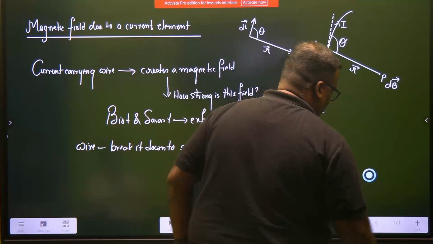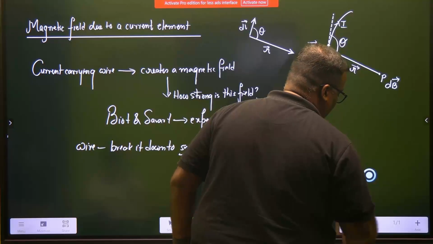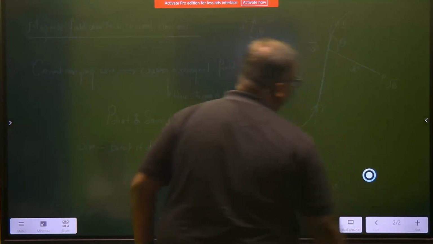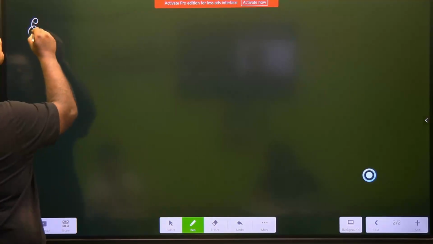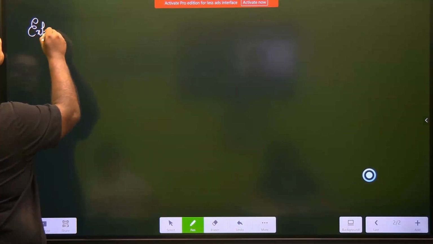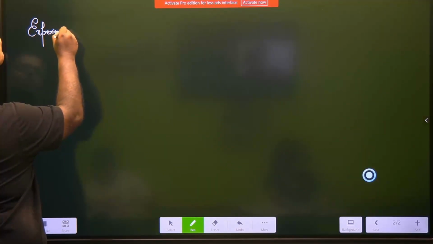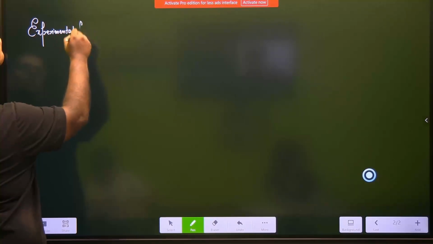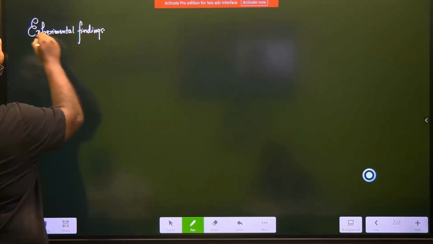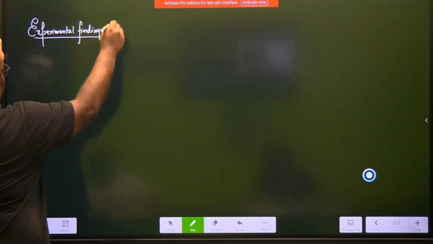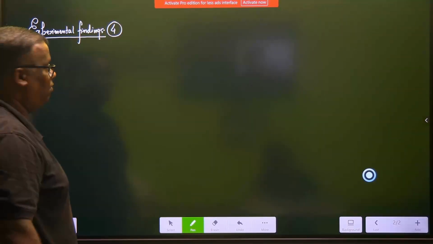Now this setup was done, and you don't derive the Biot-Savart law. It is not derived; the experimental findings are done. There are actually 4 experimental findings.